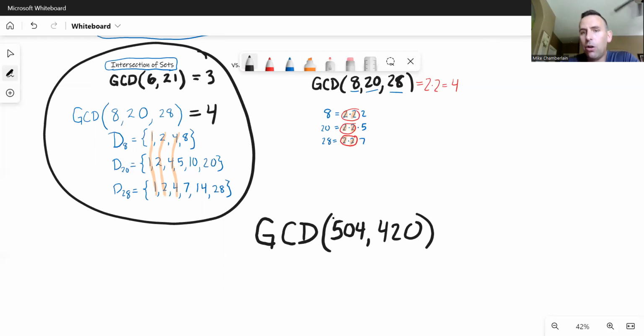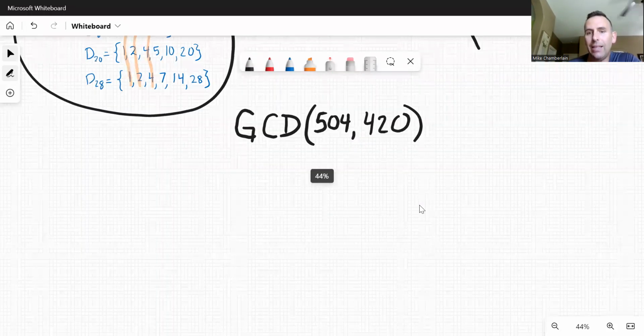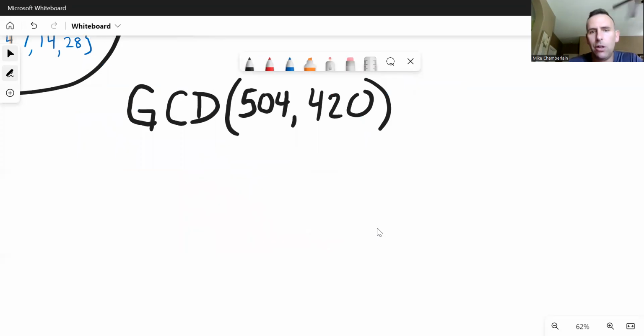I think when the numbers are large, the prime factorization method is pretty nice. So let's take a look at how that could be used here. So what you do is you make a prime factor tree for both until you have them prime factored. Well, what goes into 504? You may not know, but you might notice that it's even. So I'm going to divide it by 2, and it's 252.